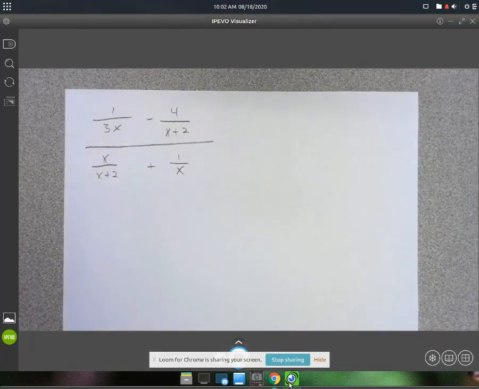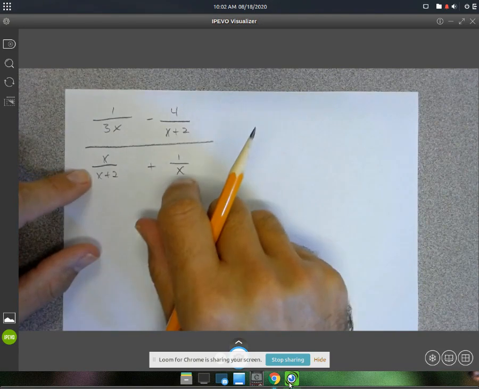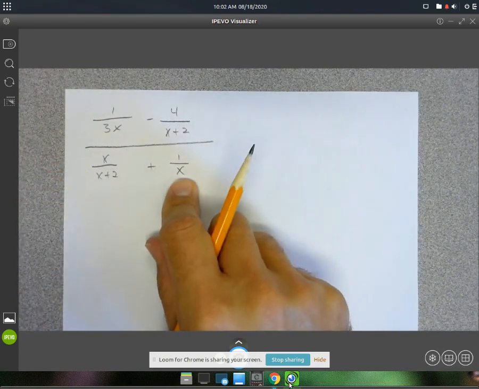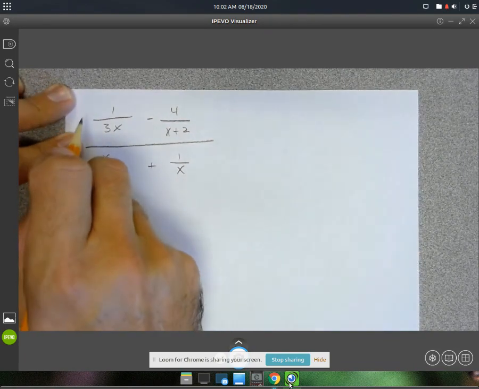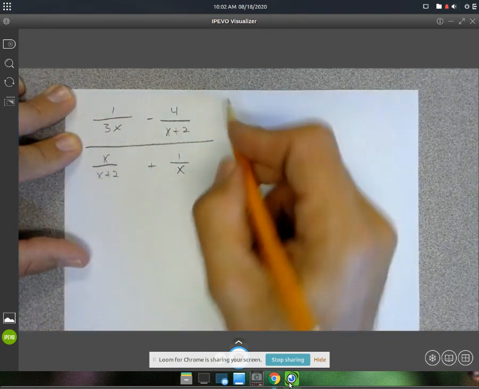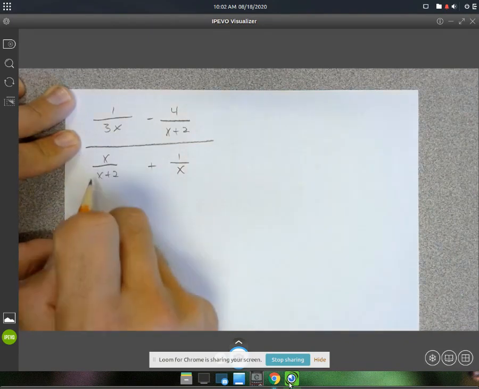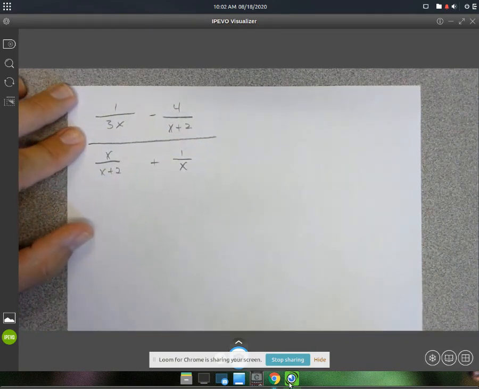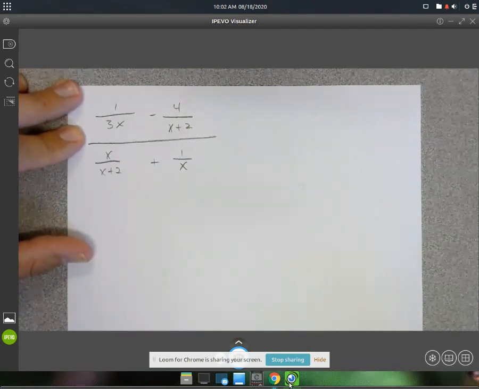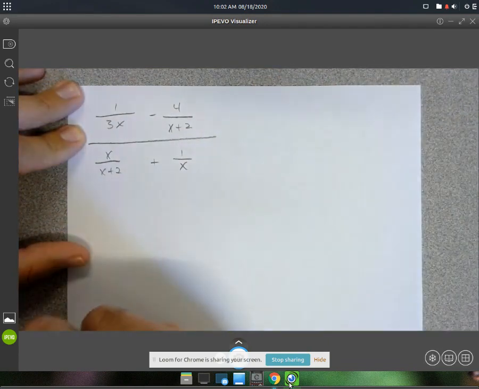Right, so we got some more algebraic complex fractions. We're going to go ahead and use the LCM method again. If you wanted to use the other method, you'd have to multiply top and bottom by x plus 2, top and bottom by 3x, top and bottom by x, and top and bottom by x plus 2. So the method works. I kind of like it, but we'll use the LCM.